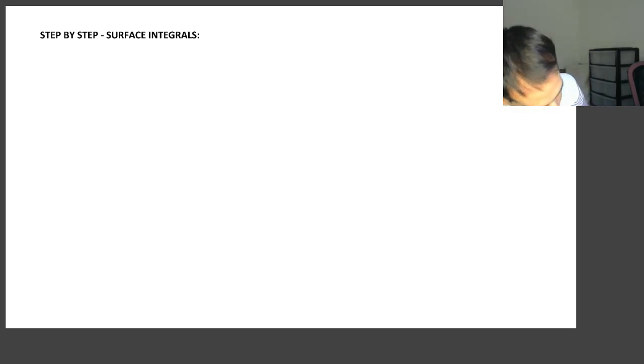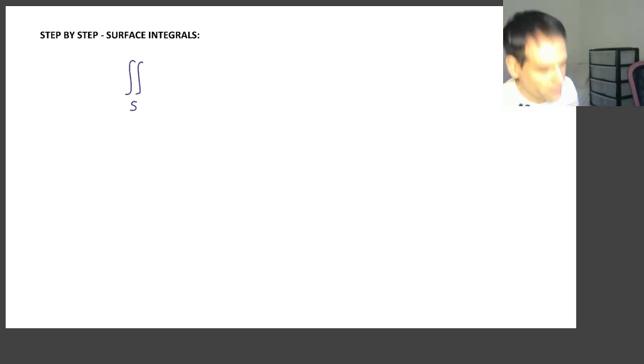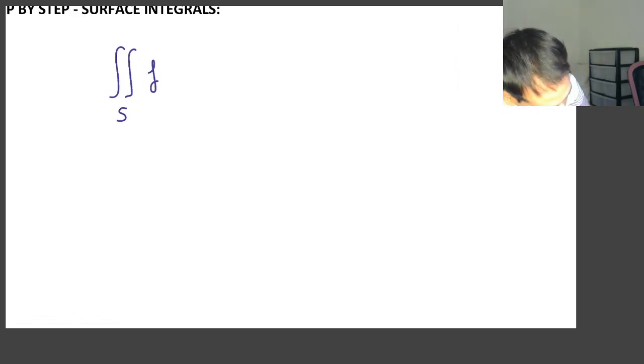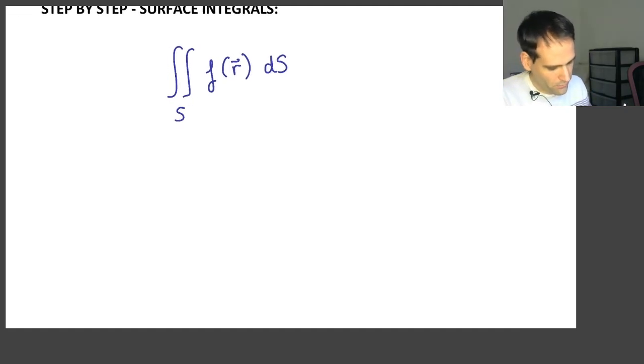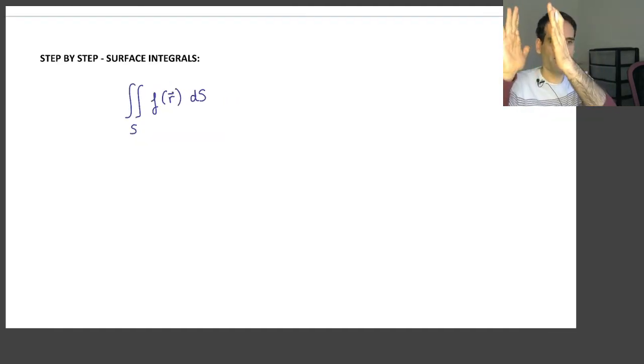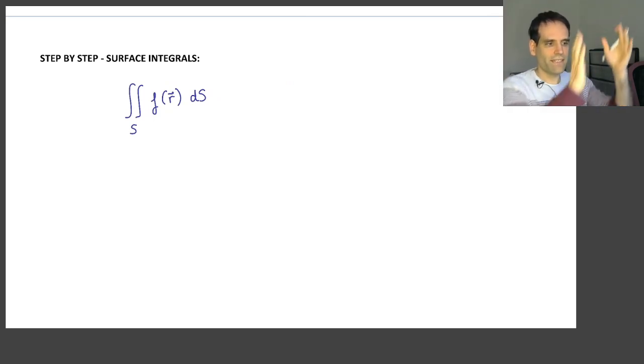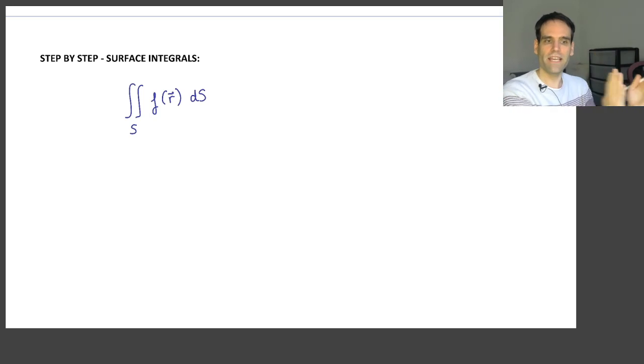Our aim is to calculate a surface integral on some surface S of a function which in the most general case is going to be a function of position, times ds, the differential of surface. Okay? Now, next to every step, which I'm going to write on the left-hand side of this page, on the right-hand side, I'm going to write an example, so that whenever I write the step, you see the example.